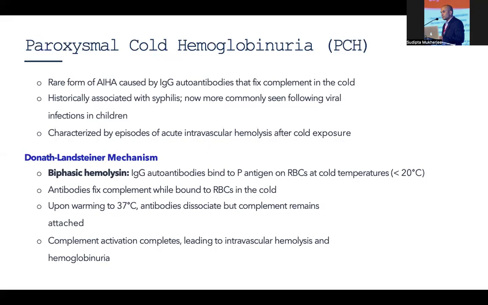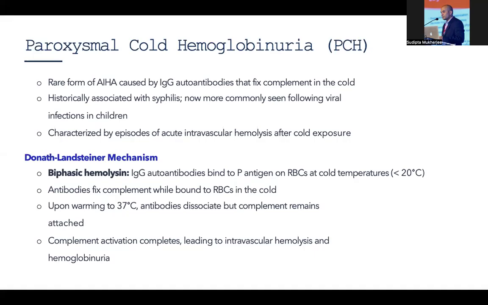Another variety is paroxysmal cold hemoglobinuria, already mentioned. This is a rare form of autoimmune hemolytic anemia caused by an IgG autoantibody that fixes complement in the cold. So there's something different in terms of the pathophysiology. Historically, it is associated with syphilis. Now, the most common cause is seen after a viral infection in children. It is characterized by episodes of acute intravascular hemolysis after a cold exposure.